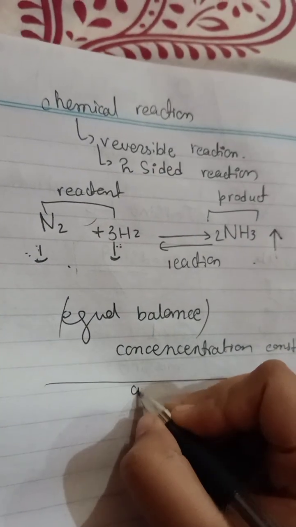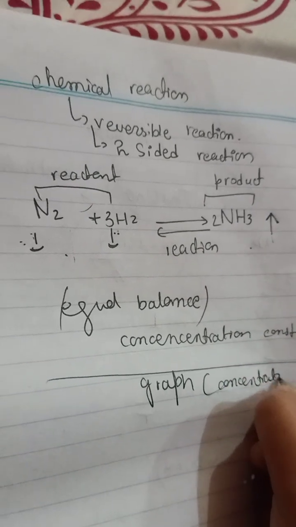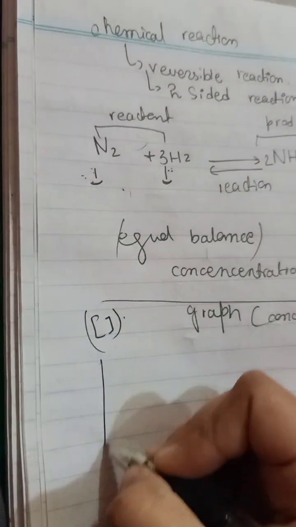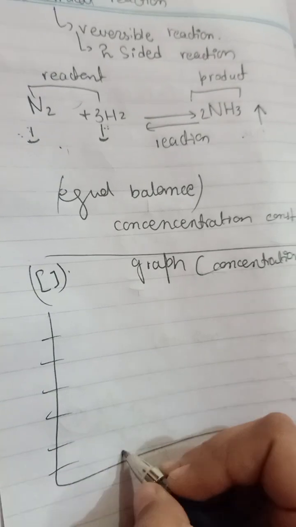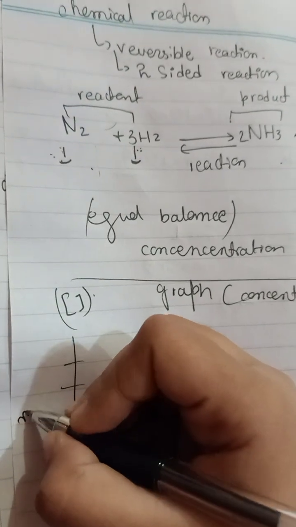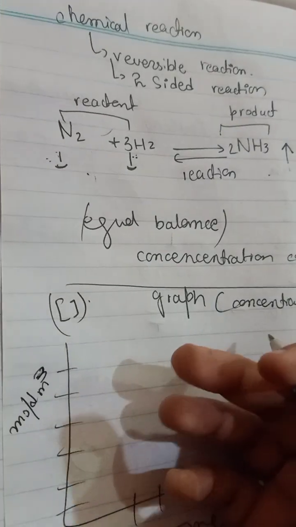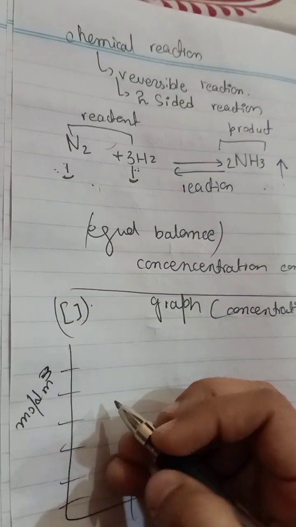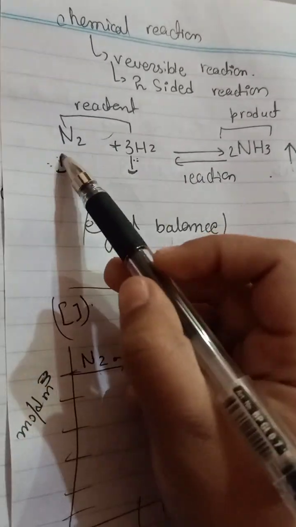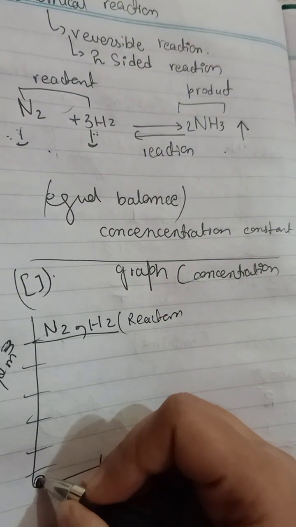If we talk about it in graph form, about the concentration in the graph, all the concentrations are written in brackets. For example, this is a graph. This is the time in seconds, and this is the concentration in mole per dm cube. This is the unit: mole per dm cube, mole per liter, all are units. For example, this is the reactant N2 and H2. These are the reactants, and this is the product.